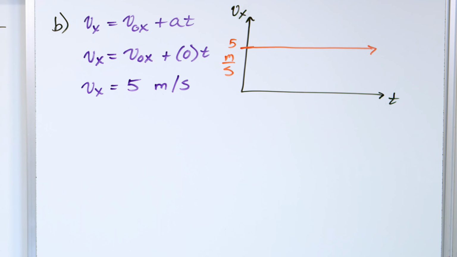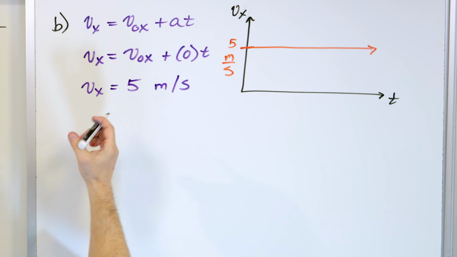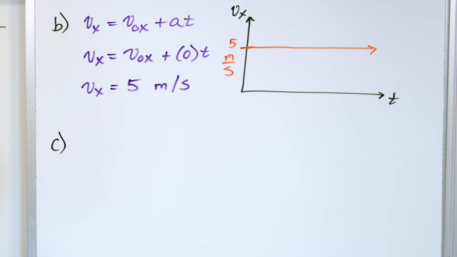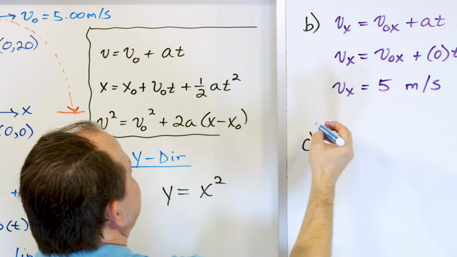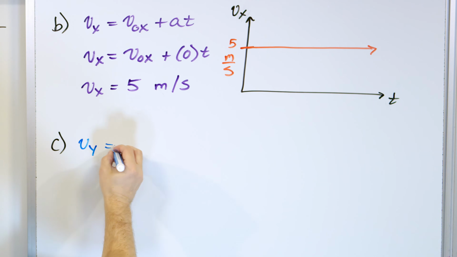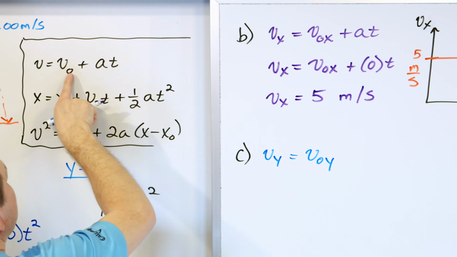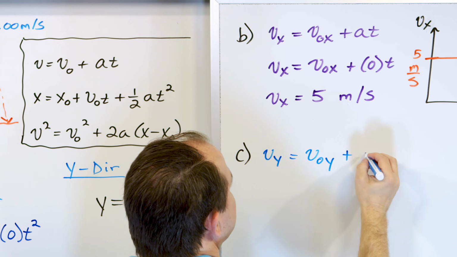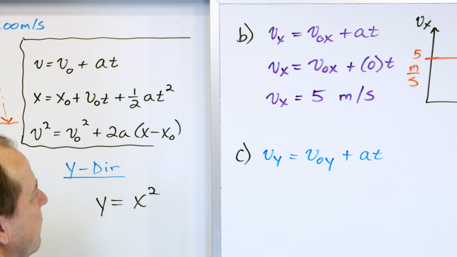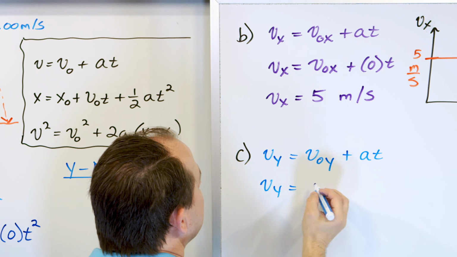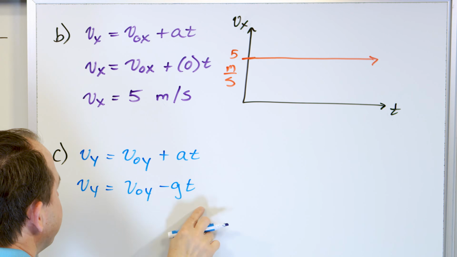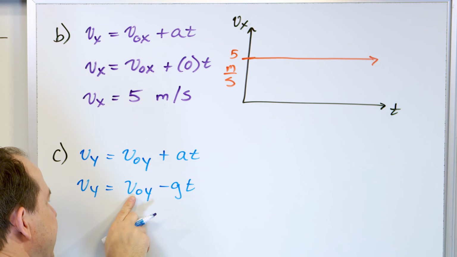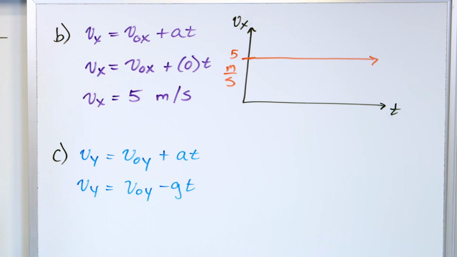All right? Now let's do exactly the same thing for part C, and let's make a sketch of the y component of the velocity here. So we're going to use this exact same equation, but we're going to tailor it for the y direction. So we're going to say the y component of the velocity is the initial y value of the velocity plus at. But we now know that acceleration is, of course, negative g, so v_y = v_0y - g t. So basically we need to know the initial velocity, and we know that gravity is 9.8 and it's acting downward and so on.